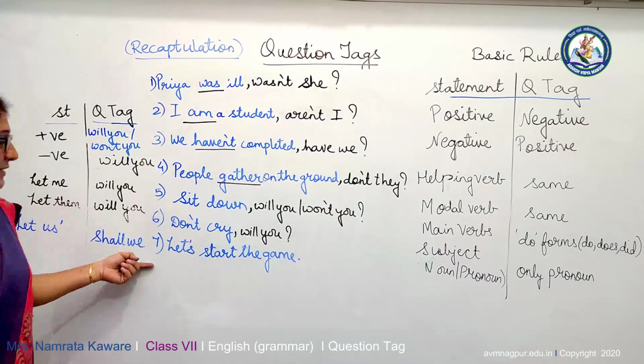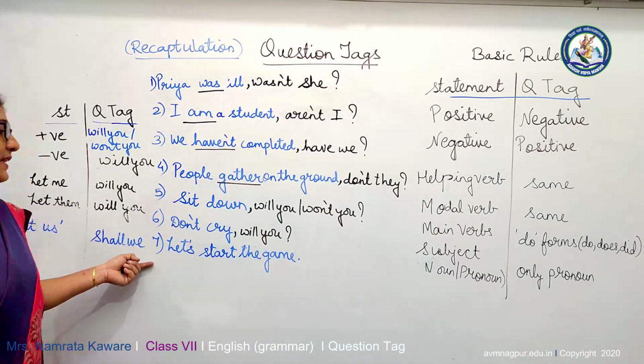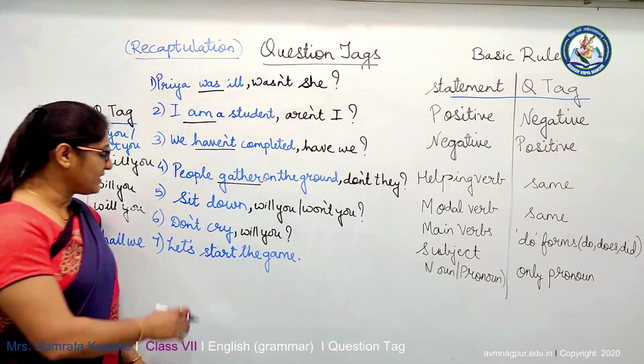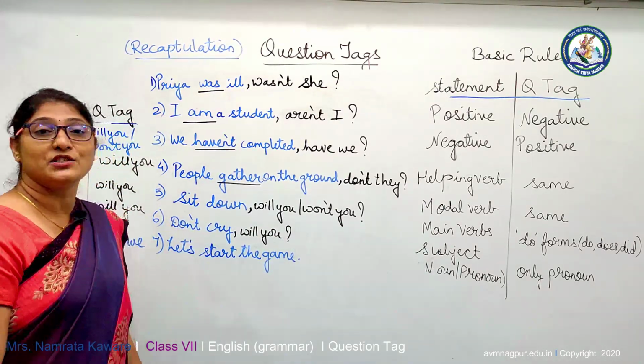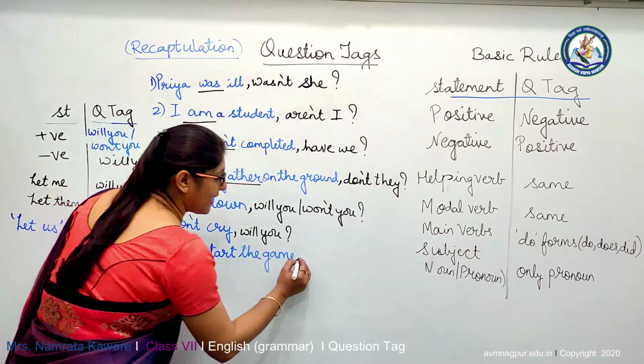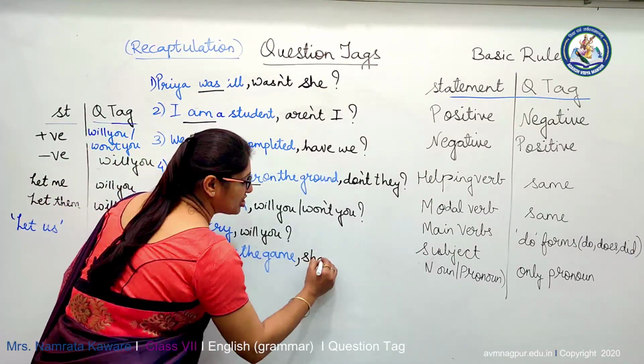And the last sentence which we have here is let's start the game. If the sentence begins with let us, that means the action is to be done together. So the question tag that we add here is shall we.